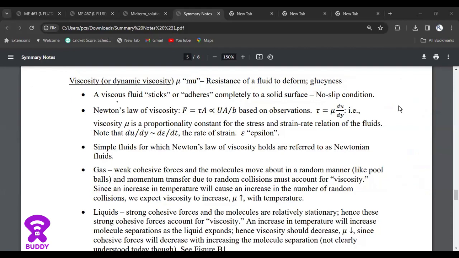So viscous fluid sticks or adheres completely to the solid surface. That is called no slip condition. What is the meaning of no slip condition? Take two plates, one plate is fixed. The other plate is moving with the velocity v. Now, if there is a fluid, what will happen? Because of no slip condition, suppose there is a velocity profile like this.